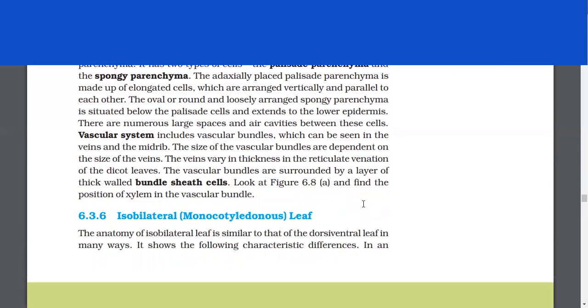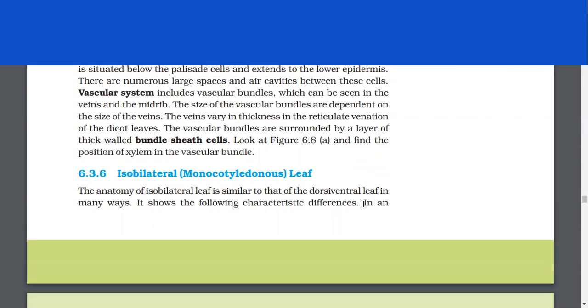Vascular system includes vascular bundles which can be seen in the veins and the midrib. The veins vary in thickness in the reticulate venation of the dicot leaves. The vascular bundles are surrounded by a layer of thick-walled bundle sheath cells. Look at figure 6.8a and find the position of xylem in the vascular bundle.